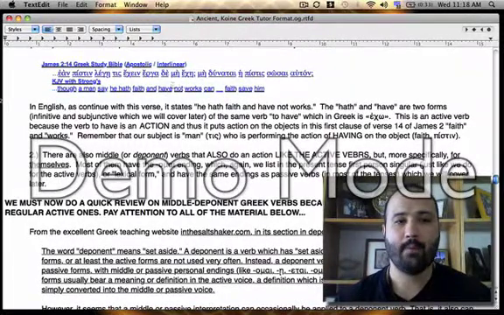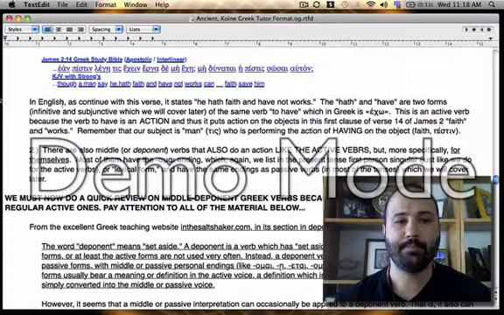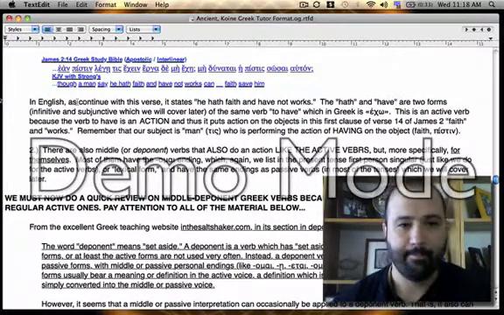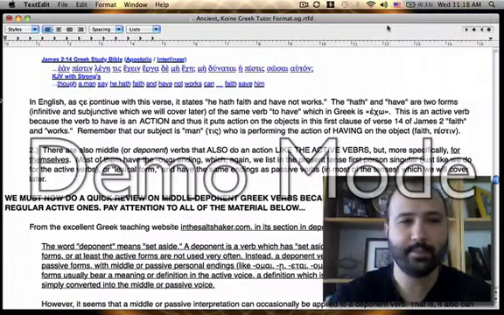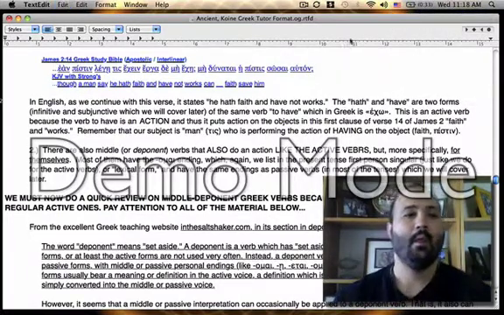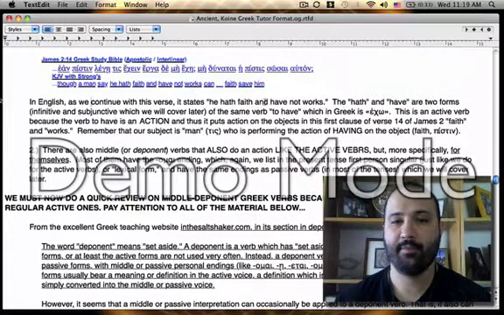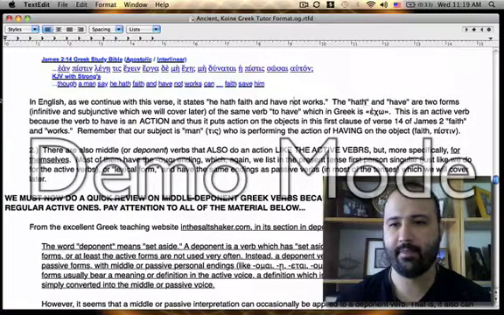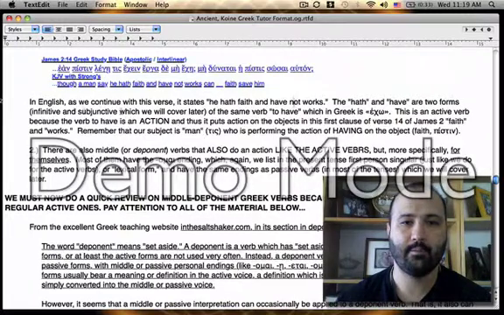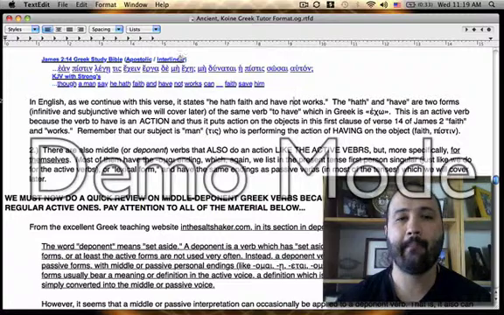Now, look at the Greek and English here with me. In English, as we continue with this verse, it states, though a man say he hath faith, and have not works. Let's focus on this part here. He hath faith and have not works. The hath and have are two forms here, infinitive and subjunctive, which we're going to cover later. So here it is right here, infinitive form and continual subjunctive form.